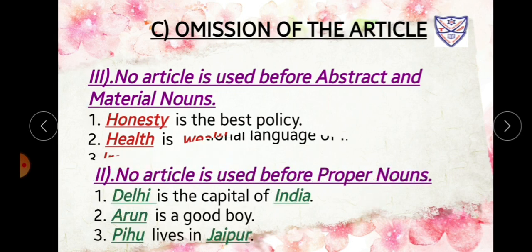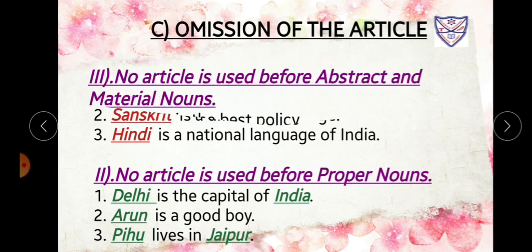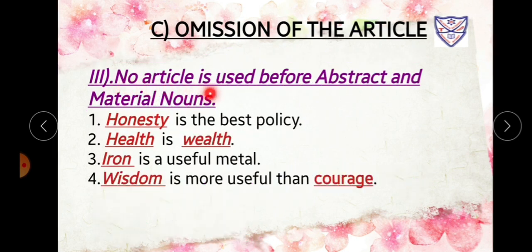So as per rule number 1, no article is used before the names of languages. Rule number 2, no article is used before proper nouns. And rule number 3, no article is used before abstract and material nouns.